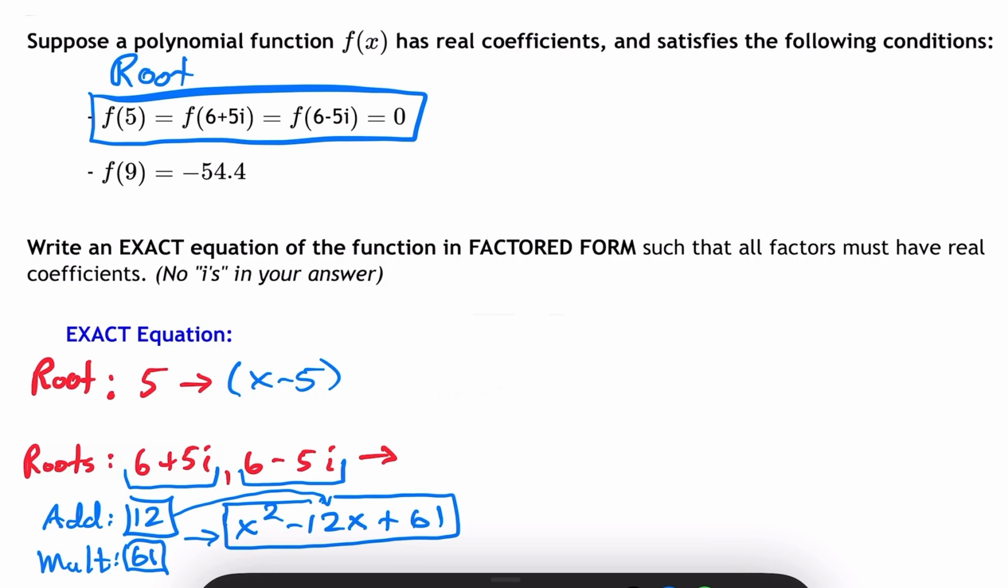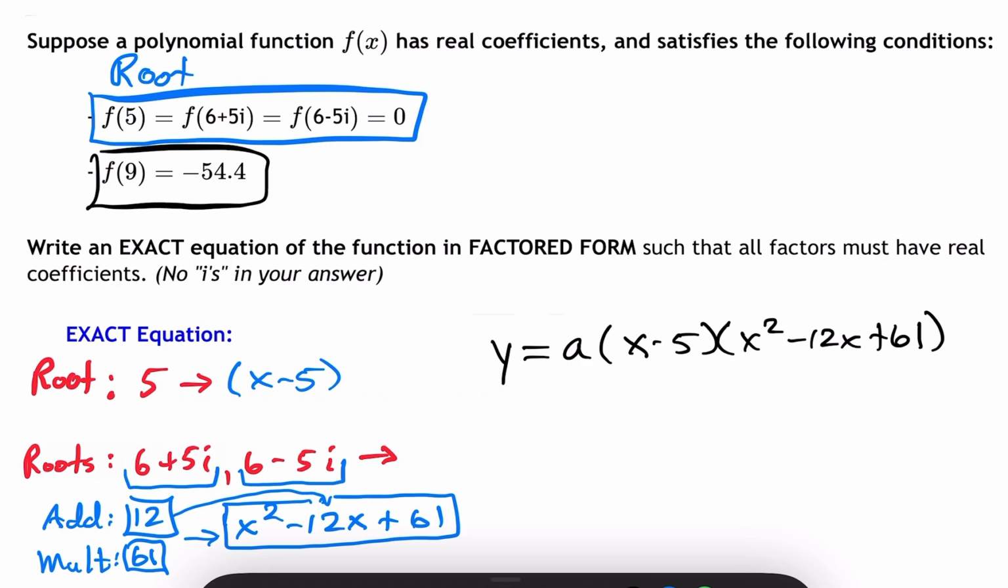So now if you take that information next and put that into the equation, it would look like this. Y equals a, I don't know what the stretch factor is yet, but I know my two factors are going to be x minus 5, and I've also got the other factor at x squared minus 12x plus 61. Now from here, you're going to take the x value from the next part and say if I put 9 in for x and this in for y, I'll have the ability to solve for a.